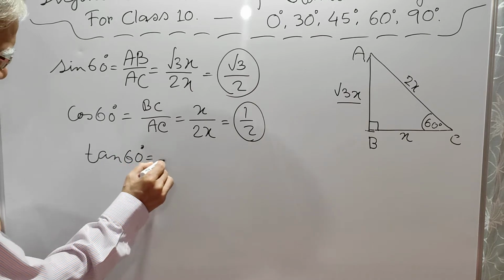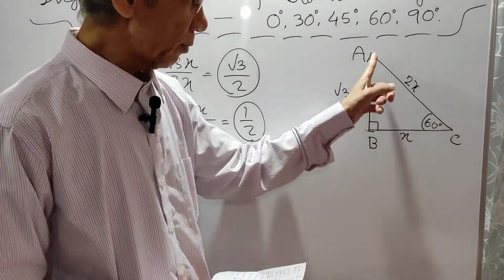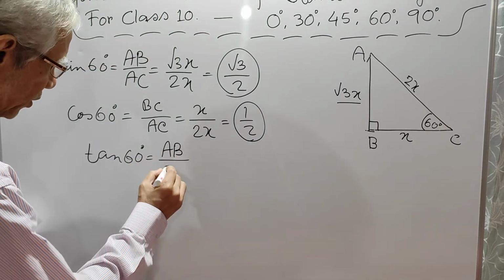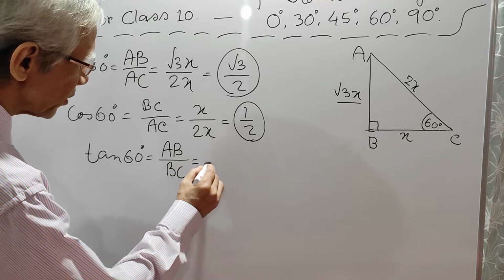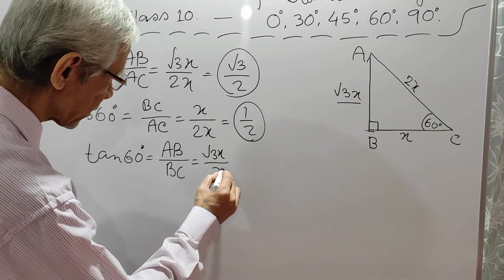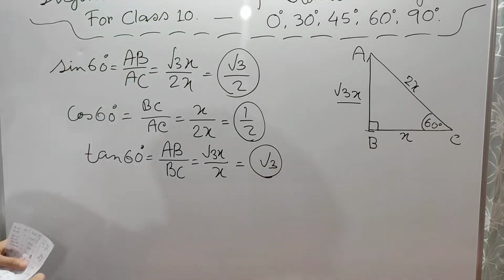Tan 60 equal to what? Now what is tan? Tan of this angle is opposite by adjacent, that means AB by BC. So AB by BC. Now AB is root 3x. Root 3x by x. That means root 3. So root 3 is the value of tan 60. Okay. Next, cot 60.